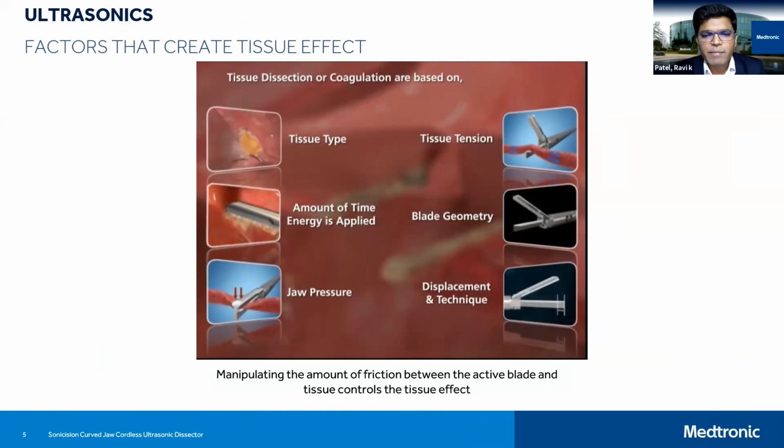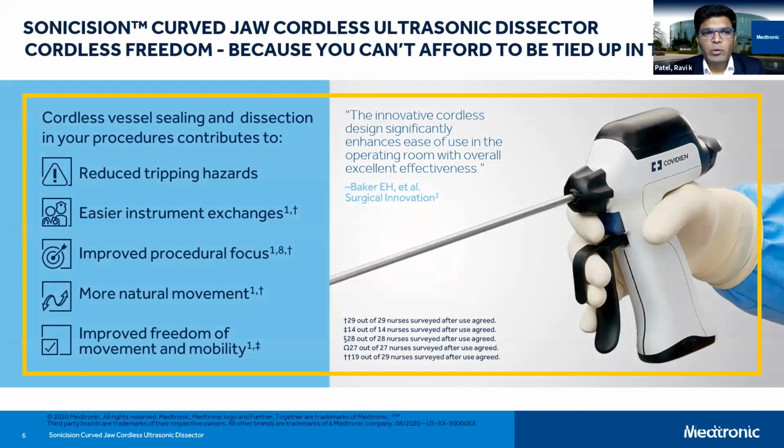These factors are manipulated, and then the amount of friction between active blade and tissue controls the tissue effects, like more coagulation or more dissection. And here in 2020, on 15th of August, we have also launched our next generation device, that is Sonicision Curved Jaw Cordless Ultrasonic Dissection.